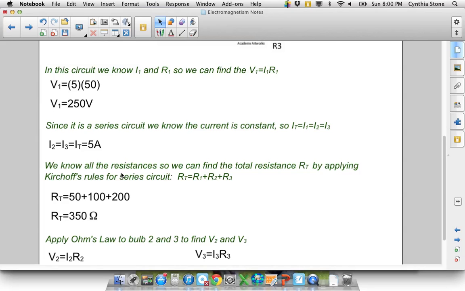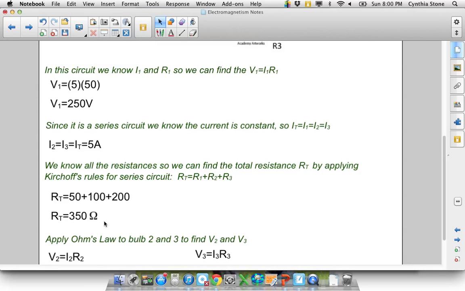The other thing we know is that because this is a series circuit, the current is constant. So we know all our I's. So we know V1 now, we know all the I's. We also know that the total resistance is the sum of all the resistors, so we know the total resistance. So that's sort of the strategy you take.